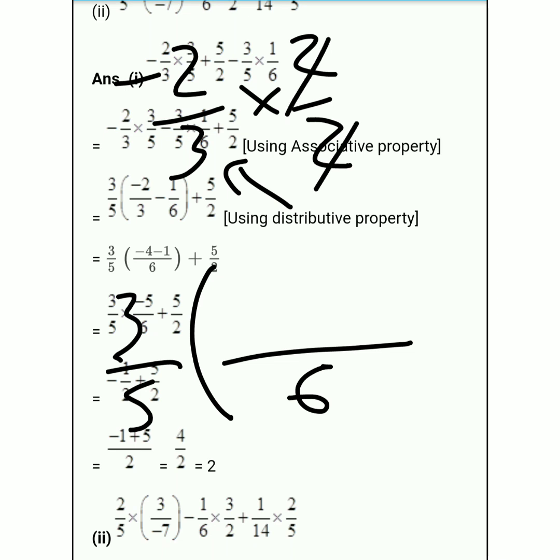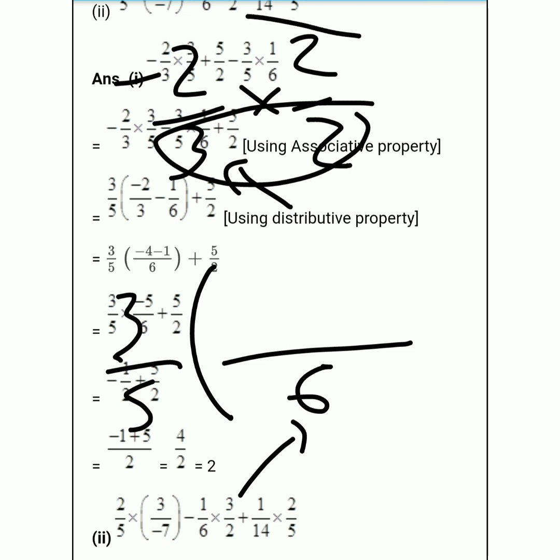So our question remains the same, we only change the form of the question, right? So we can write like this: minus 2 upon 3 into 2, multiply by 2 and divide by 2. So in the denominator it becomes 6. Here I have already written 6. Now in the numerator, minus 2 multiply 2, minus 4.